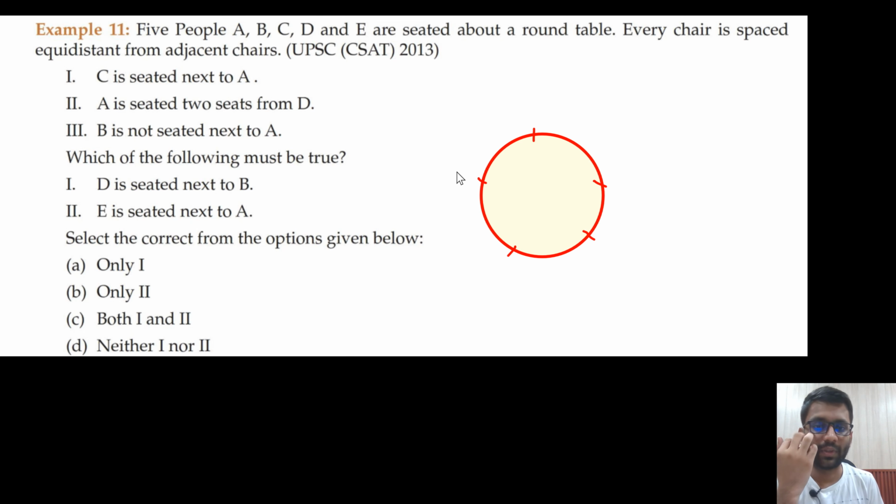C is sitting next to A. So A can be here as well, or A can be at another place as well. A is seated 2 seats away from D.